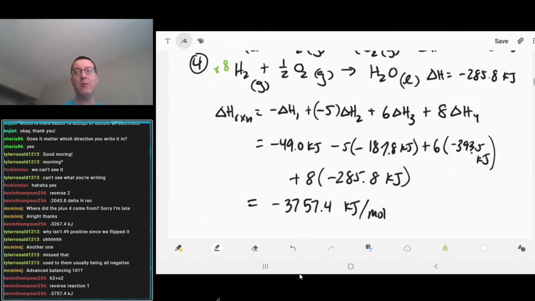Any questions on that one? Ignoring the whole 5 minutes I spent trying to balance that stupid equation, which turned out to actually not be so hard, apparently. Coefficients turned out pretty nice.